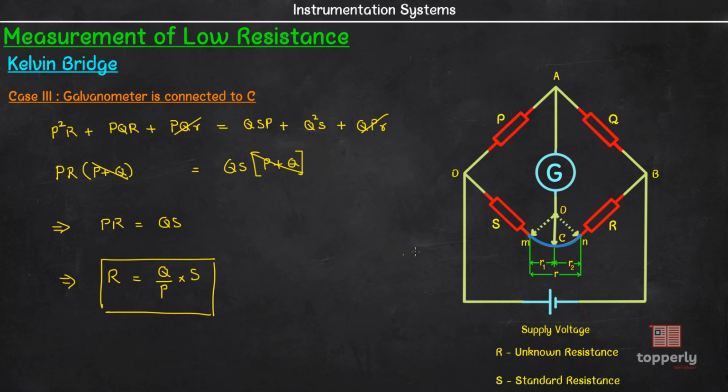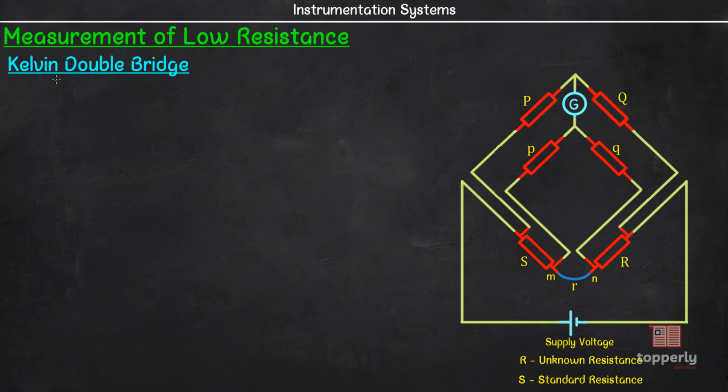Thus we can conclude that by making the galvanometer connection at C, the resistance of the lead does not affect the results. However, practically it is not an easy task to determine the correct point C such that R1 by R2 equal to P by Q. To mitigate this issue, the Kelvin bridge is modified to form the Kelvin double bridge. Here, two actual resistances of the correct ratio are connected between points M and N, and the galvanometer is connected to the junction of these resistors.